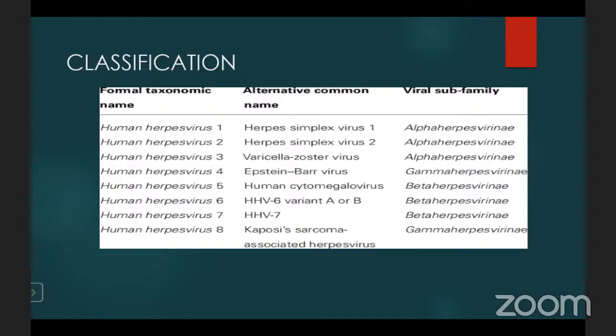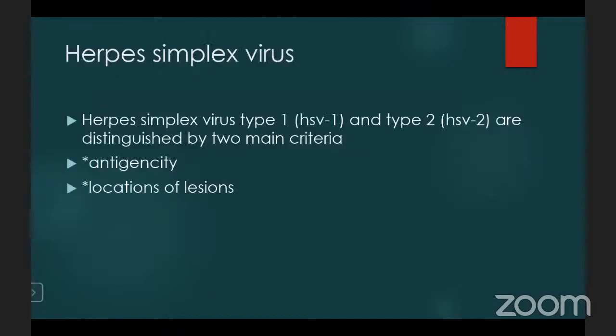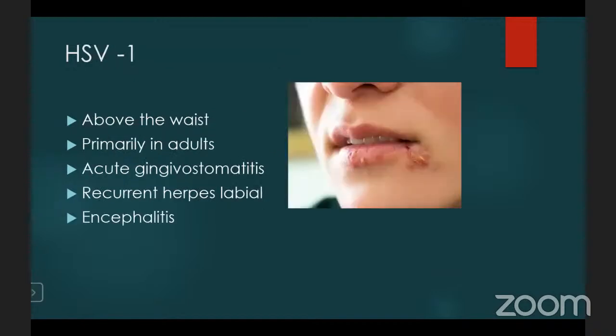Today we are going to see about the Alphaherpesvirinae family. First one is the herpes simplex virus. Herpes simplex virus type 1 and type 2 are distinguished by two main criteria. First one is the antigenicity. Next one is the location of lesions. Antigenicity means the ability to combine with the final product of immune response.